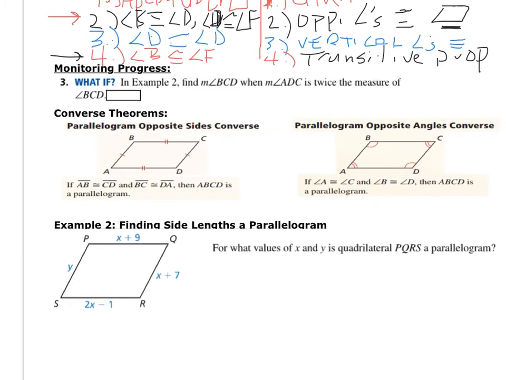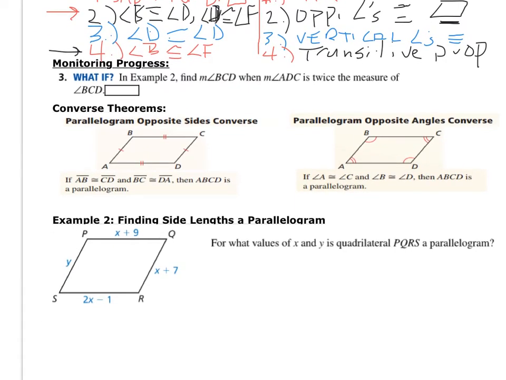Alright, well, you've got a couple more theorems, but they're really not new. Look at the very first one, this one right here. It's a converse, which means it's the opposite of something we've already talked about. We've already talked about opposite sides, because on the first page of notes we said that if it was a parallelogram, the opposite sides were congruent. Well, now look at this.